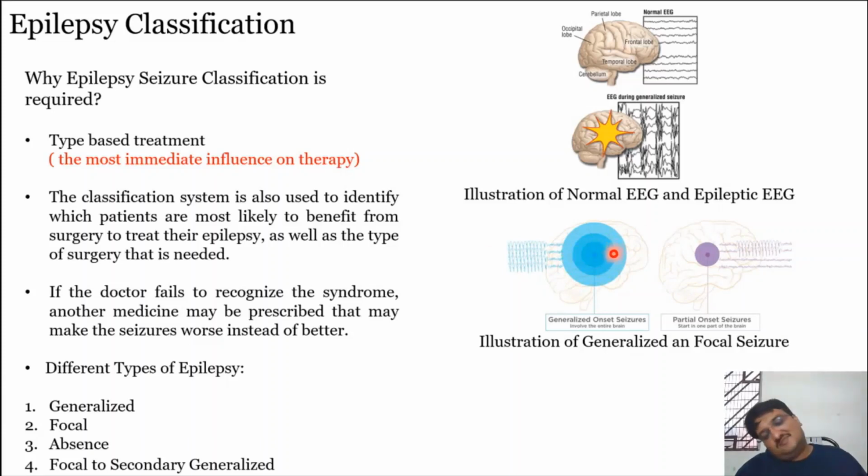So basically it starts from here and spreads everywhere. That is what this particular image, with these sky blue colored circles, wants to show. Whereas here, this is a small circle, so this is focused to a particular area. That's why it's basically a focal seizure.